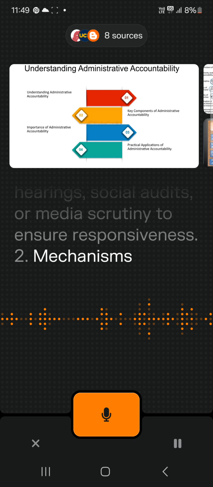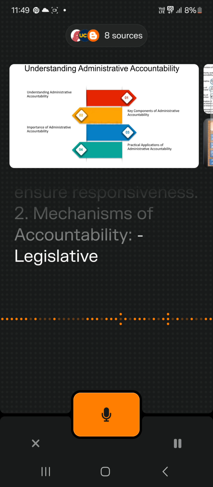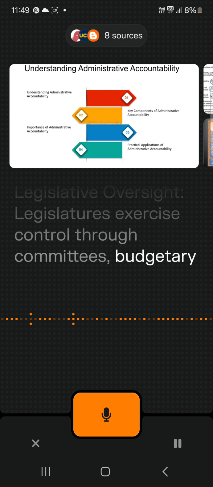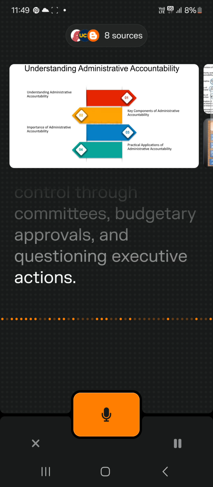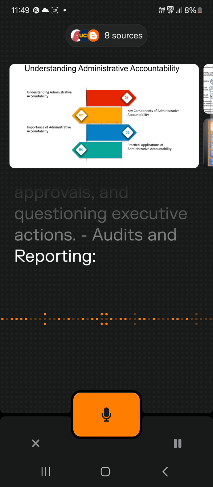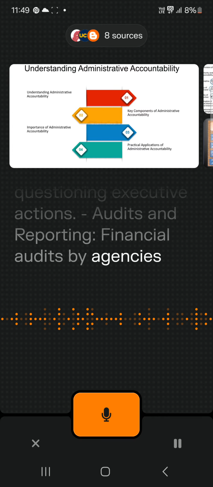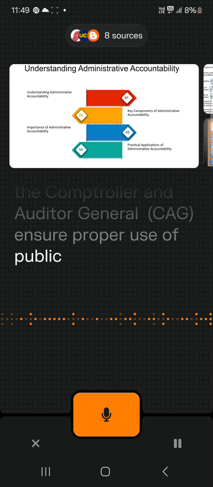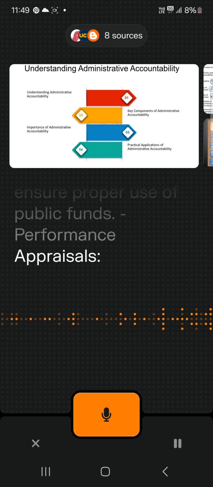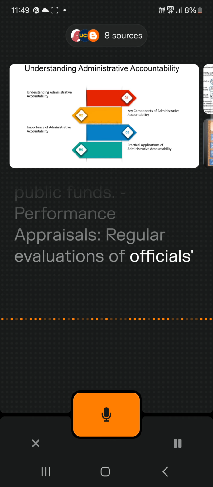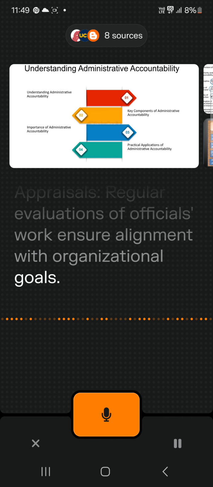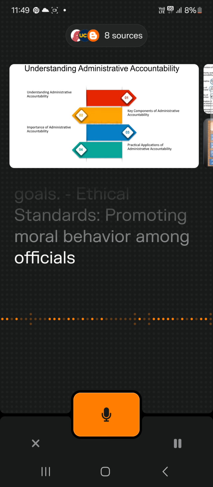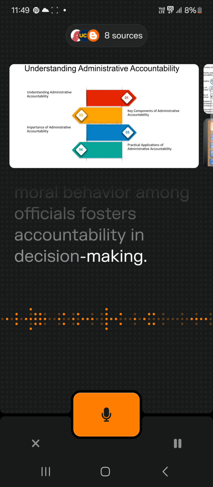2. Mechanisms of accountability. Legislative oversight. Legislatures exercise control through committees, budgetary approvals, and questioning executive actions. Audits and reporting. Financial audits by agencies like the Comptroller and Auditor General (CAG) ensure proper use of public funds. Performance appraisals. Regular evaluations of officials' work ensure alignment with organizational goals. Ethical standards. Promoting moral behavior among officials fosters accountability in decision-making.